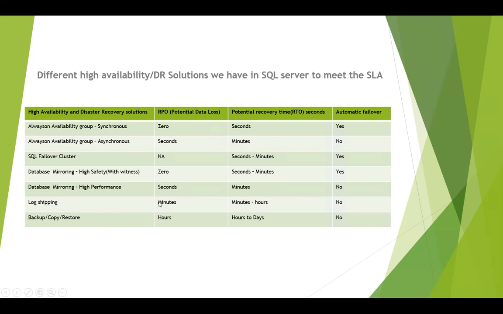Log shipping we consider as a disaster recovery solution because we don't have automatic failover support. Its main purpose is to be a disaster recovery solution, right? The data loss can be minutes because in log shipping we normally have three jobs: backup, copy, and restore. The recovery or data loss depends on whatever backups are available, whether the copy is done, and when the last restore happened. Of course, the recovery time will be more than that.